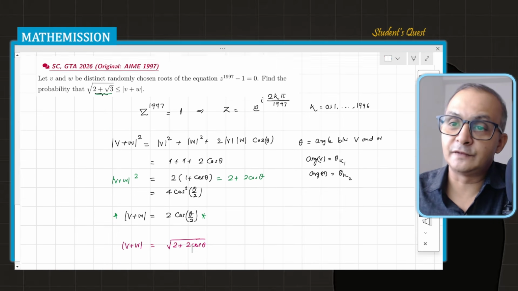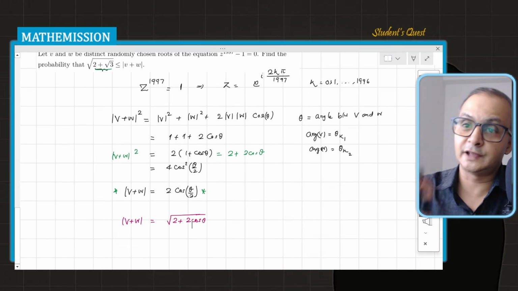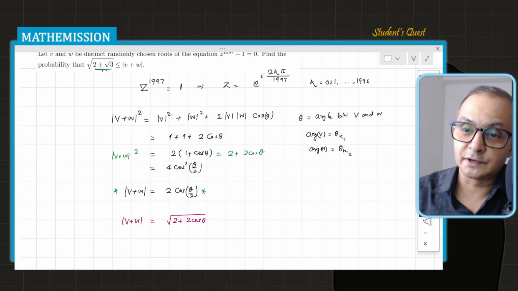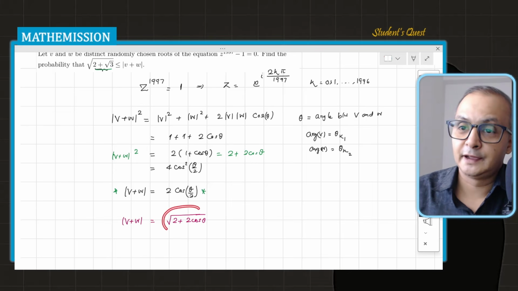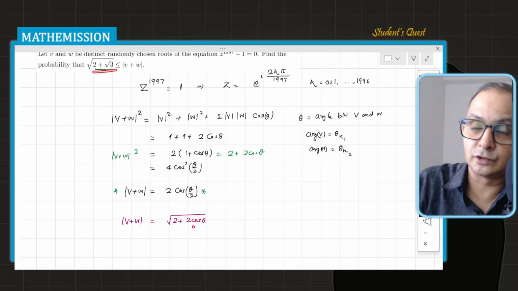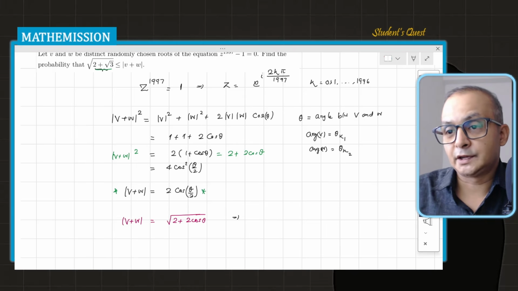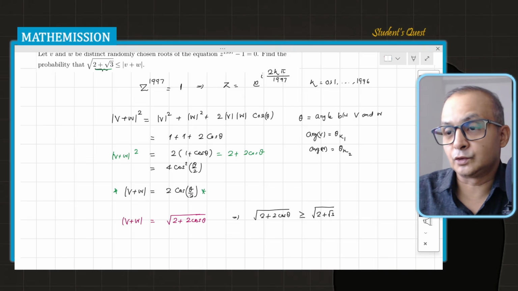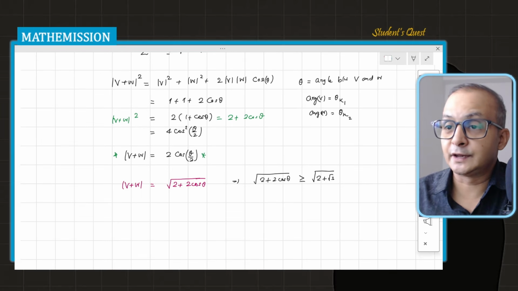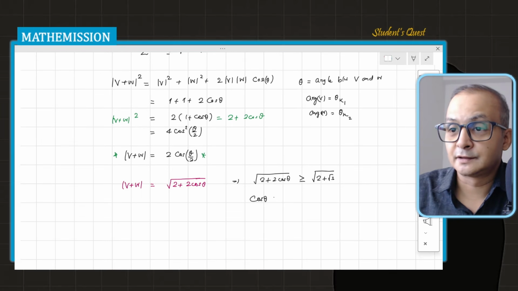And notice that mod of v plus w is greater than this. It means whatever is equal to mod of v plus w should also be greater than the square root of 2 plus root 3. So what you can write is the square root of 2 plus 2 cos theta should be greater than the square root of 2 plus root 3. And now you can compare easily and you get that cos theta is greater than root 3 by 2.